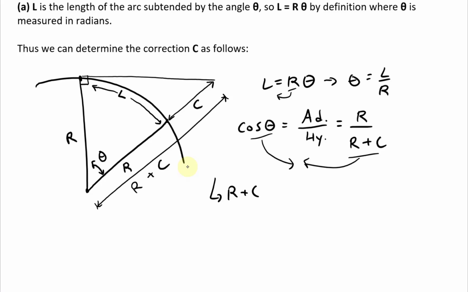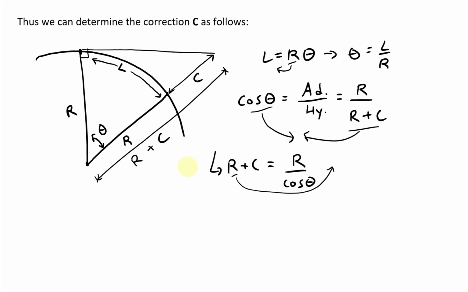R plus C is equal to R over cosine theta. In other words, we can move that over, and 1 over cosine is just equal to secant. So let's write this as r secant theta, because by definition, secant is just 1 over cosine theta. So just move this over to the other side, and we get our correction.